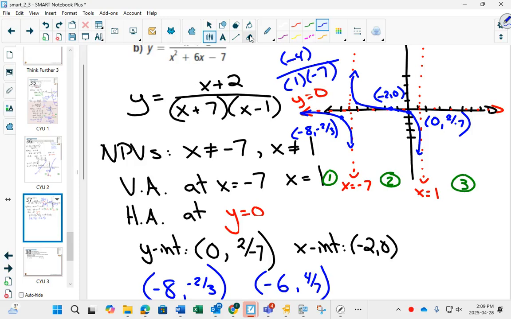Well, the other way you could figure it out is what is the multiplicity of our x-intercept? It only happens once, so your graph has to go straight through. If there was an x + 2 squared on the top, it would bounce. Okay?